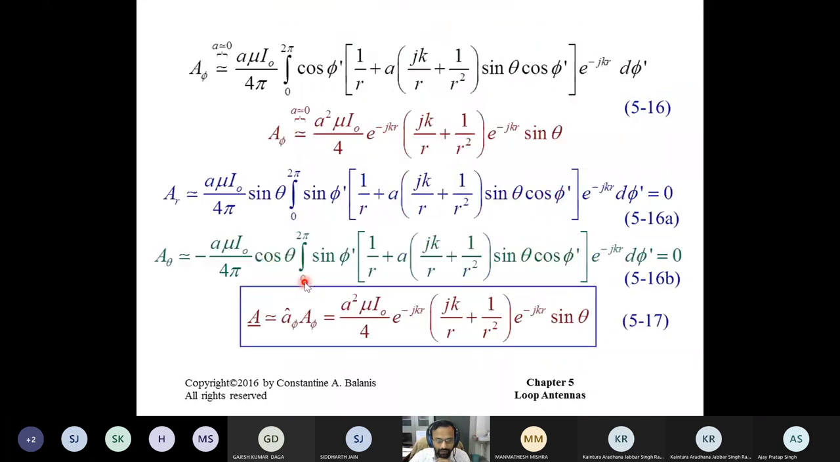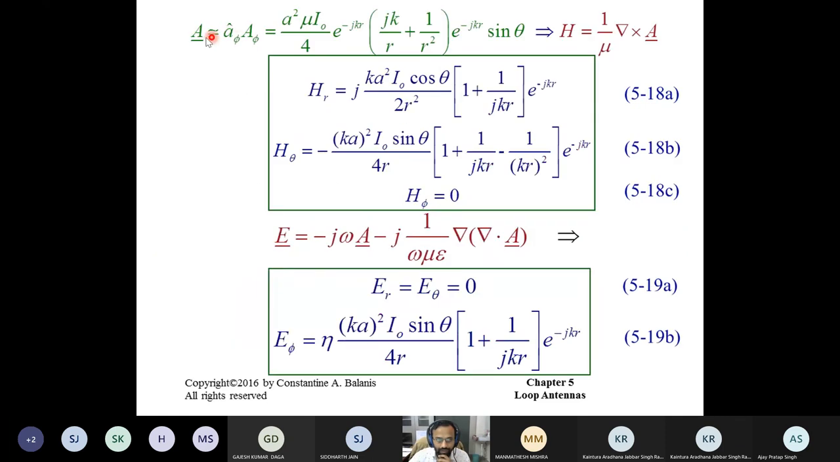Then we evaluate the A phi integral. Please evaluate this integral. It is much simpler to evaluate, so you get this expression in terms of A phi, and A R and A theta are 0. You can show that A R and A theta are 0. This is slightly involved but can be evaluated.